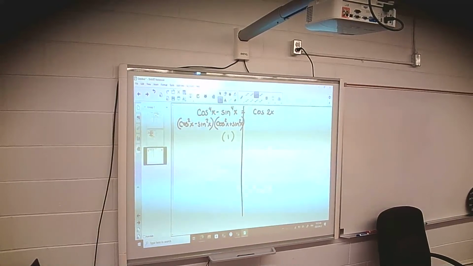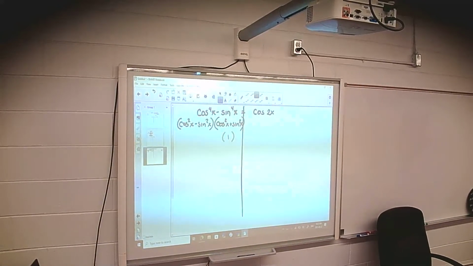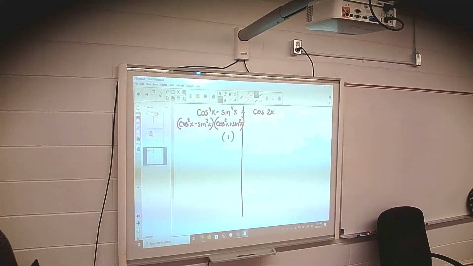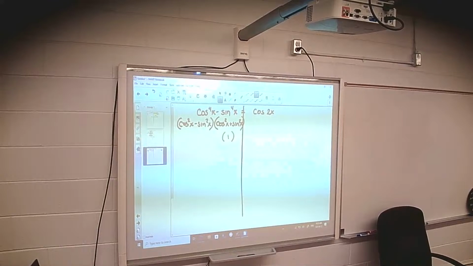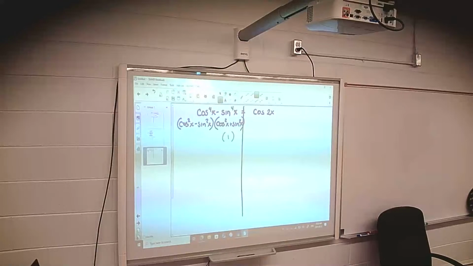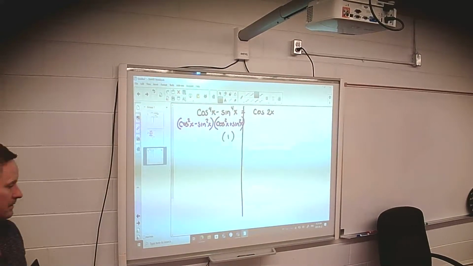Laura, you recognize the other thing. What did you recognize? I don't know, I was thinking that one. That was the one you were doing? Yeah. Okay, somebody else find the other one that's in there on that sheet. Cos squared x minus sine squared x is close to cos 2x.